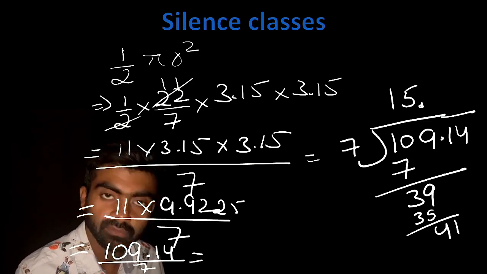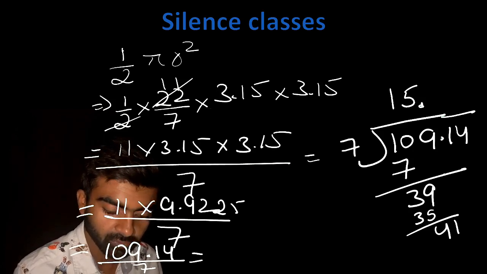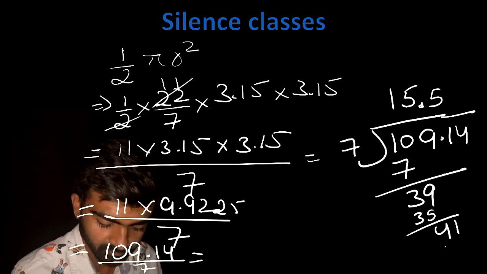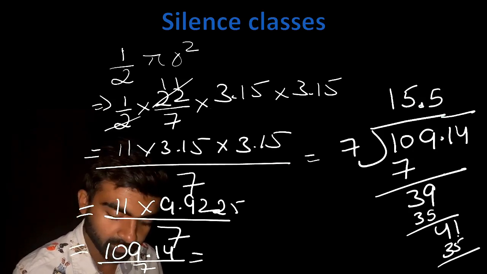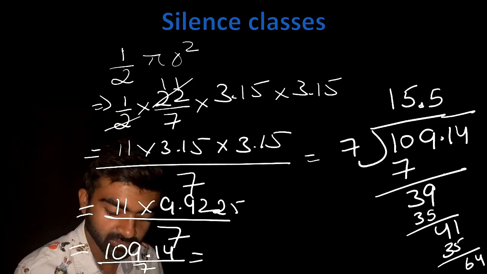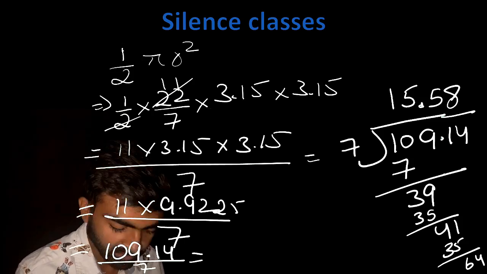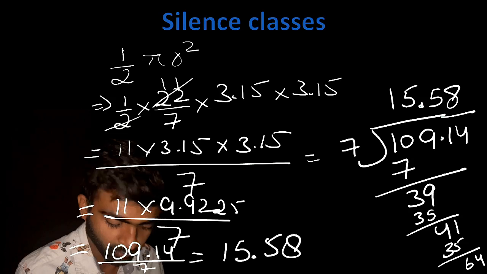7 6s are 42, and 7 6 are 42. It will become 7 5s are only 35. So it will become 5 plus 1 is 6, and it will become 4. And 7 7 are 49, 7 8 are 56, 8. So we can take it 15.58. It will continue like this. So we know now 15.58 centimeter square is the area of the semicircle.